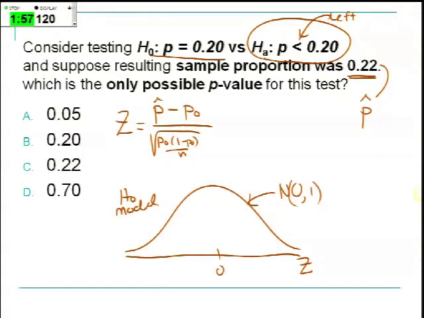And then think about what the p-value will be. The p-value will be what? The probability of getting whatever you got, or more extreme. The more extreme always goes in the direction of HA.